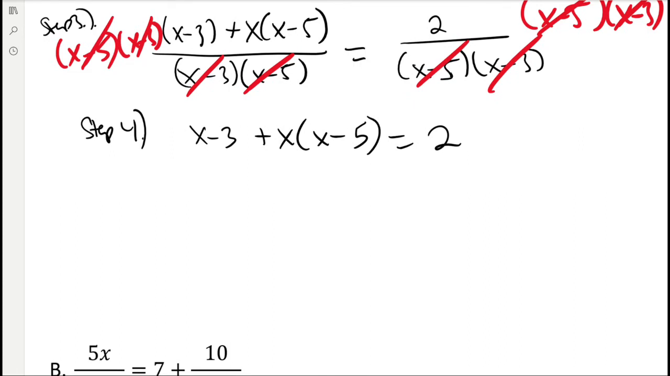All right, so now we can go ahead and simplify. We can notice that we can distribute that. So we have x minus 3. x times x is x squared. We have a 5, so x times negative 5 is negative 5x equals 2.